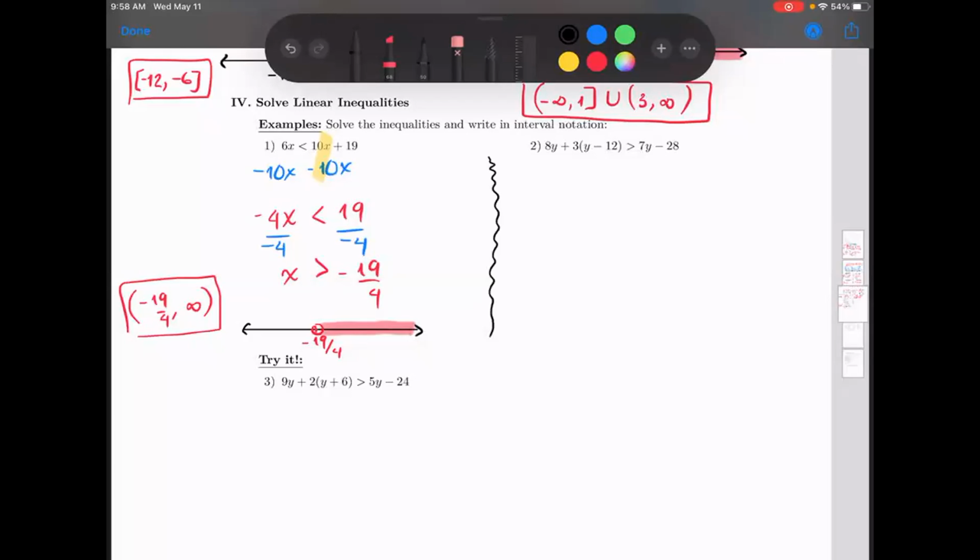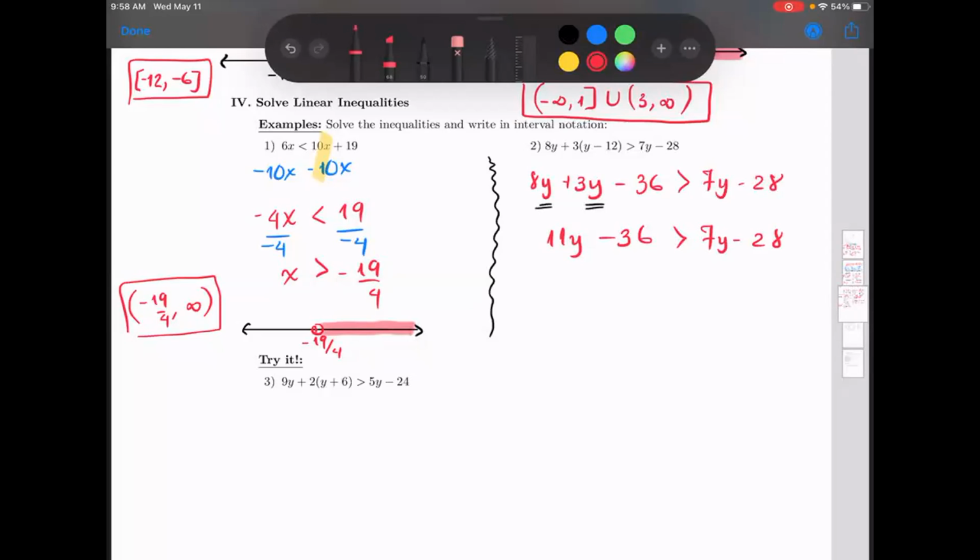What do you think I'm gonna do in number 2? What do you think I should do first? Yeah, this is 3. So 8y plus 3y minus 3 times 12 is 36, greater than 7y minus 28. And then combine like terms, right? I have 8y and then 3y, that's the same term. So 8 plus 3 is 11. So 11y minus 36 greater than 7y minus 28.